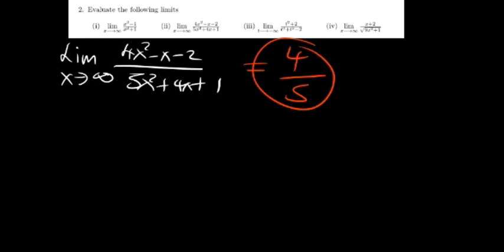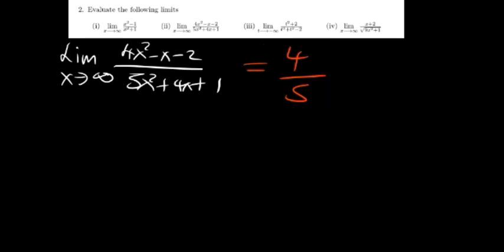So here we have the limit as x approaches infinity of 4x squared minus x minus 2 over 5x squared plus 4x plus 1. For your information, in a case where you have run out of time, just know that whenever you're trying to determine the limit of polynomials being divided, you just get the coefficients of the highest powers. So the coefficient on top is 4, on the bottom it's 5. So that would be your answer at the end of it all.